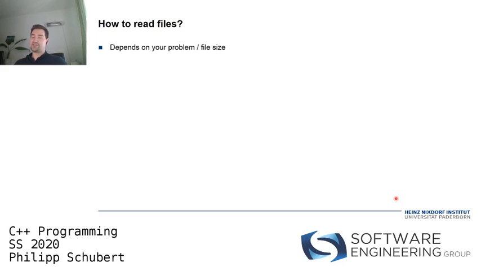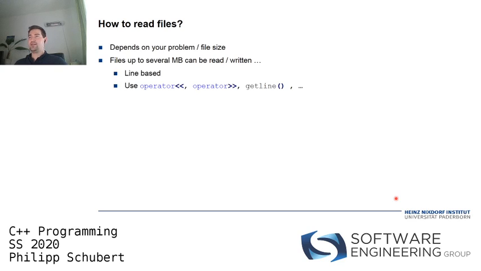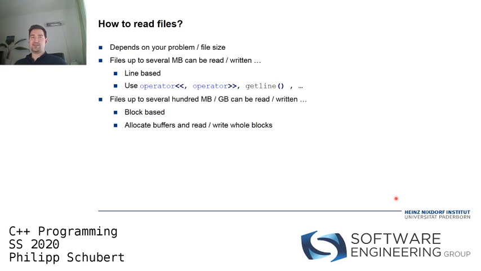So yeah, now the question remains how to read your files. I mean, it depends on your problem and your file size. So usually, as a good rule of thumb, files up to several megabytes can be read or written line-based. Yeah, use the left and right shift operator and getline and all that good stuff. If you have files up to several hundred megabytes, gigabytes or whatnot, you can use block-based file manipulation. You can allocate buffers and then read and write whole blocks. And if you have really large files, you would use memory mappings.